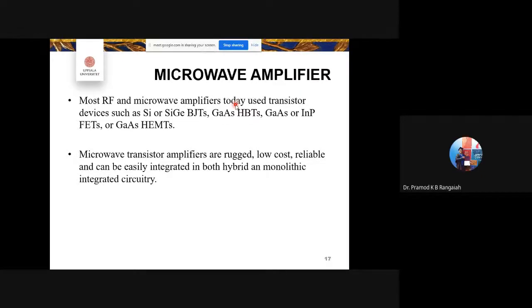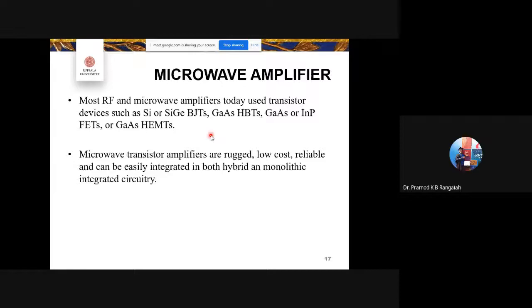So now I'll be talking about the microwave amplifier. Now I'll be coming to a specific talk on the microwave amplifier. Basically, when you start designing any amplifier directly on paper, you should decide what kind of transistor you are going to use. For a higher frequency, it is not so easy. You can't choose just whatever transistor you like.